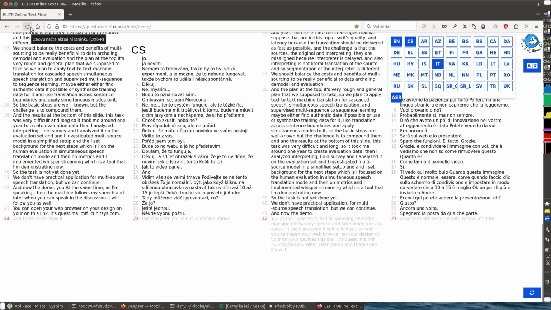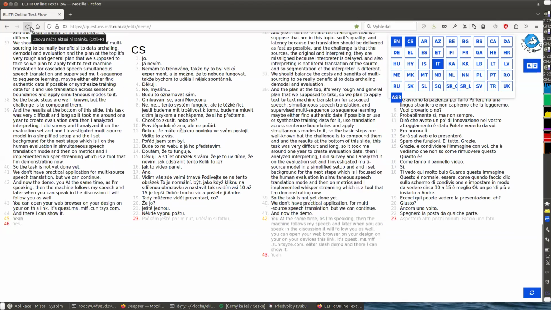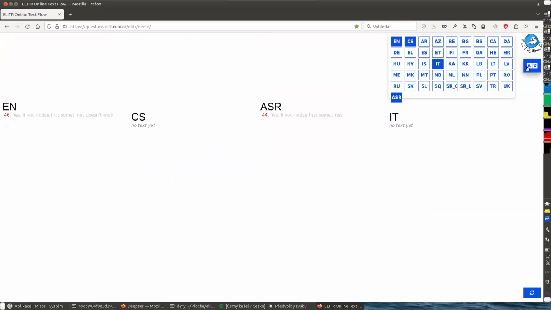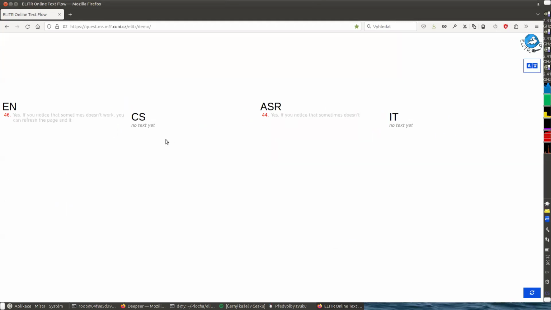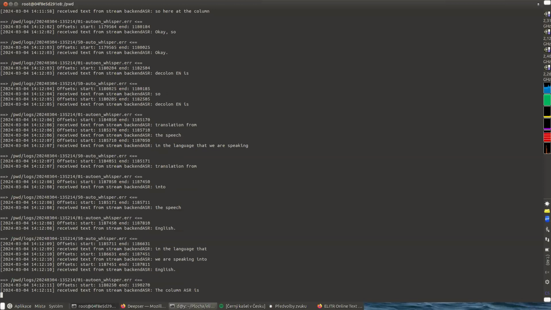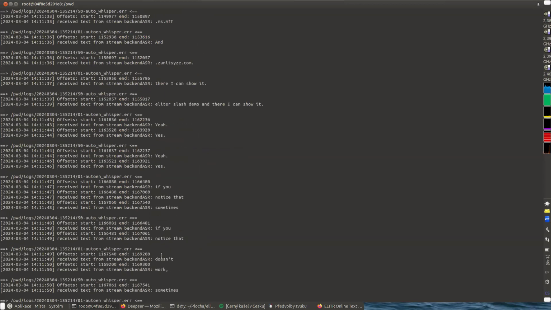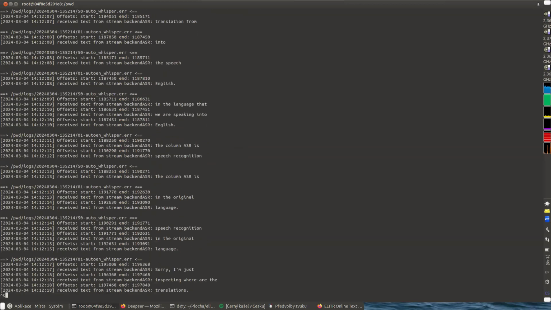Yes, if you notice that sometimes something doesn't work, you can refresh the page and it will start again. So here at the column EN is translation from the speech in the language that we are speaking into English. In the column ASR is speech recognition in the original language. Yes, sorry, I'm just inspecting where are the translations. So I try to start again.